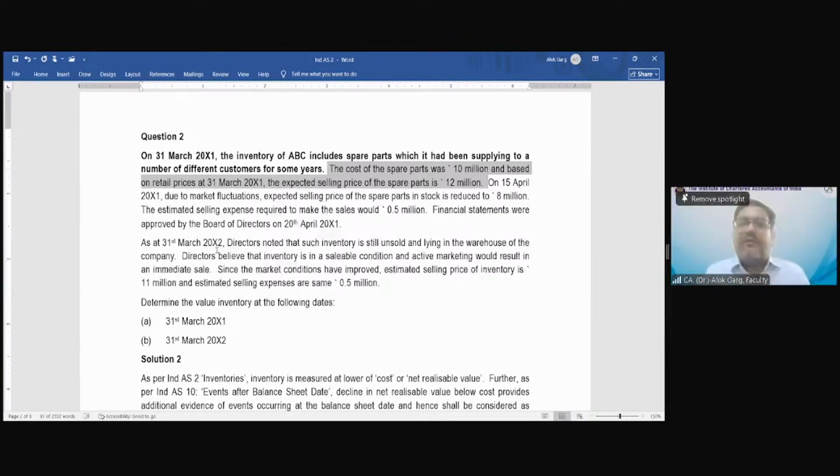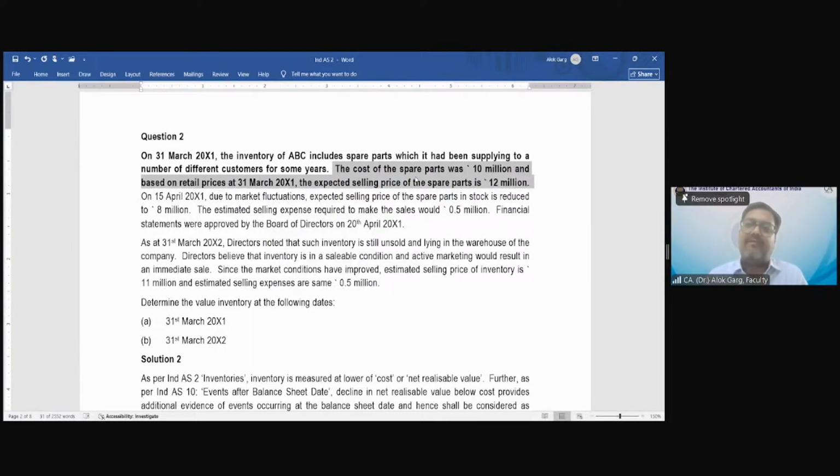What is the formula of the NRV, net realizable value? Selling price minus expected cost that is to be incurred to make the sale. Estimated selling price minus estimated cost of completion minus estimated selling cost. This is the formula of net realizable value. So in this question, the cost of the spare part is given and the selling price is also given, right? If the question is silent about the estimated cost of completion and estimated selling cost, then only selling price will become NRV. Okay. The cost is 10 million and the expected selling price is 12 million, which is higher than the cost.